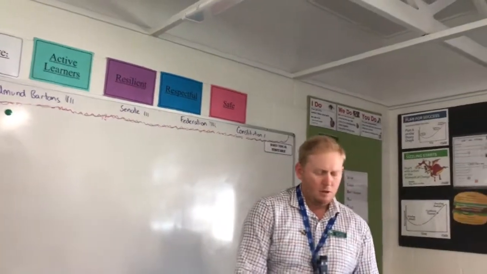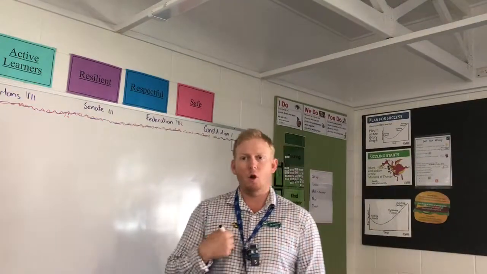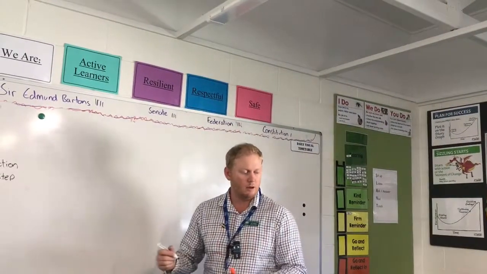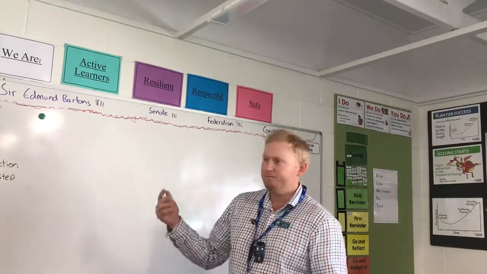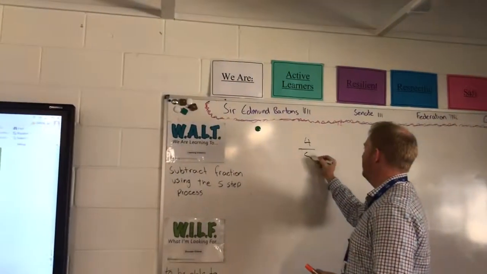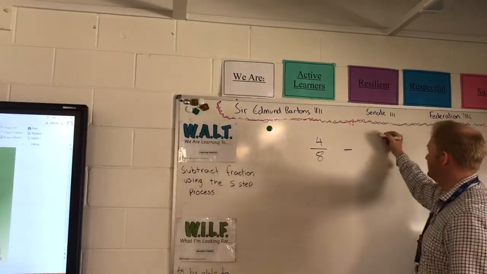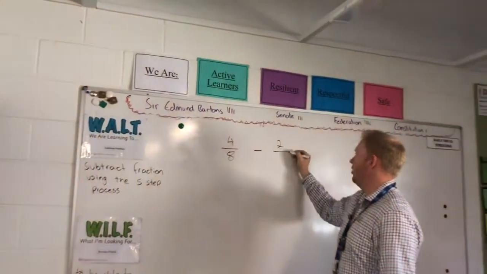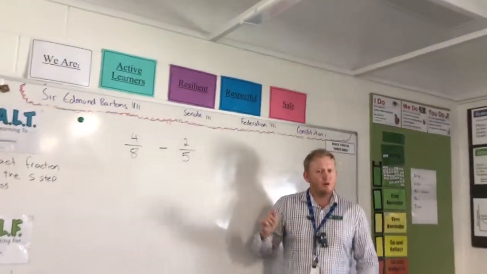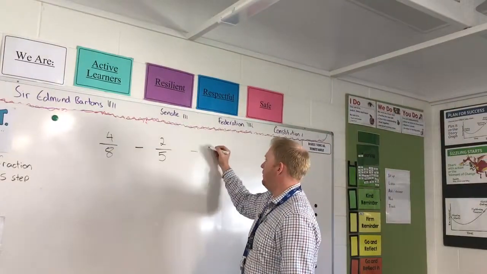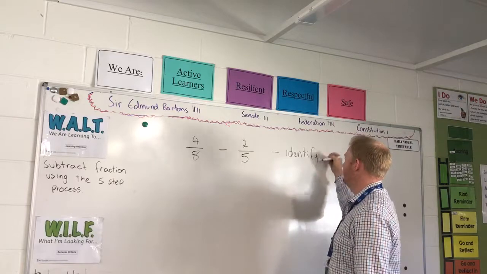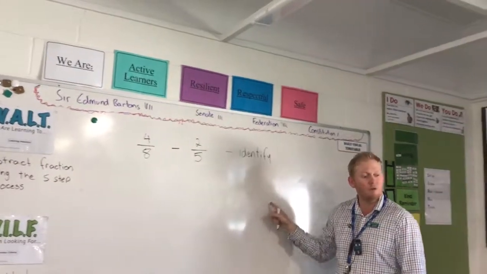Okay? So we might start, this is an I do. So I'm going to do this and show you how to do it. Okay, so we might start with 4 over 8 minus 2 over 5. First thing I need to do is step 1, identify.